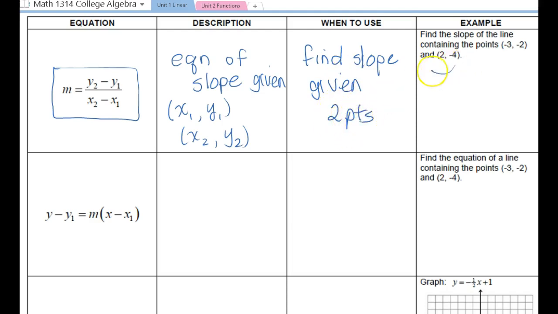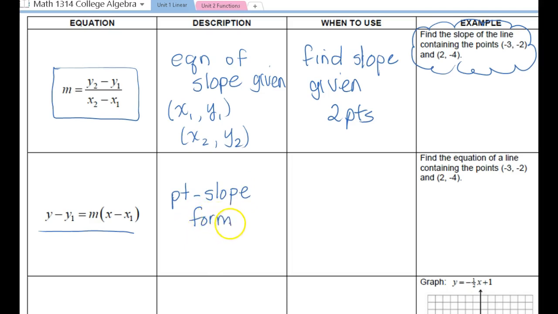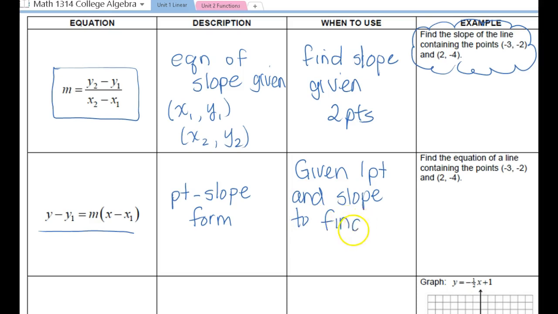And here's an example that you might see that would require you to use this equation and this information. If we go to the next one down here, this one is actually called the point slope form. And we actually use this when you're given one point and the slope of the line, and you want to use it to find the equation of a line.